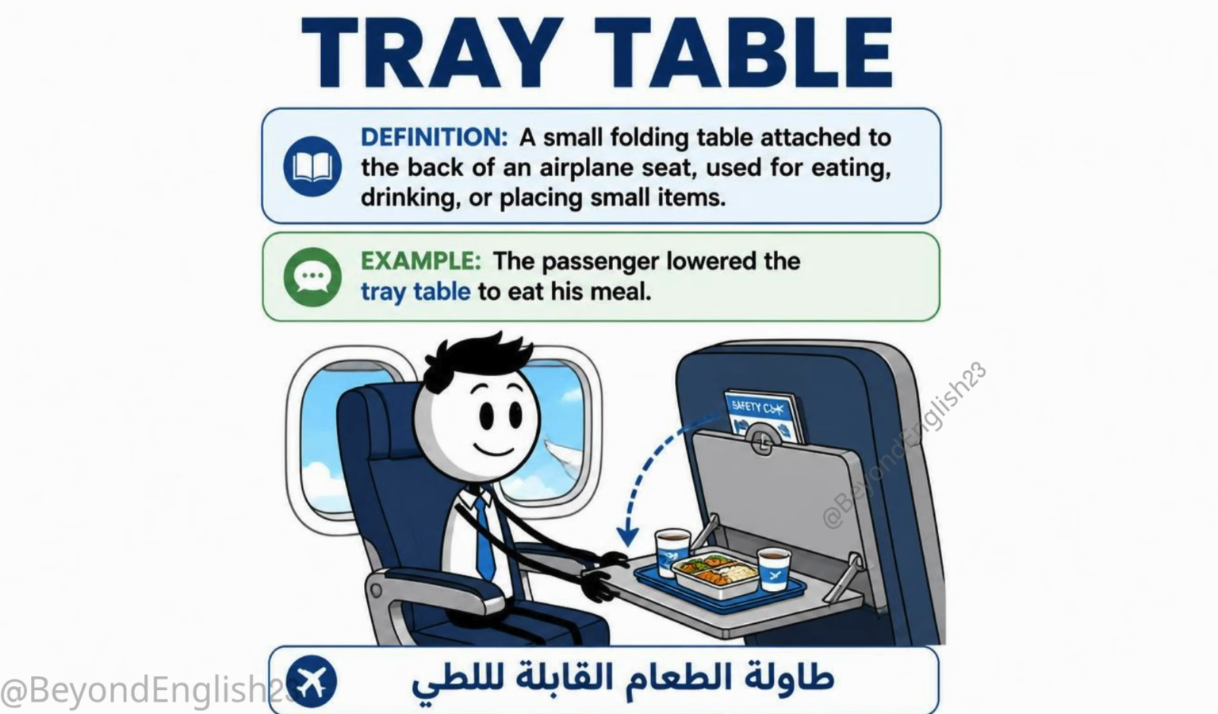6. Tray table. A tray table is a small folding table attached to the back of the seat in front of you. Passengers use it for eating, drinking, working, or placing small items during the flight. Example: please return your tray table to its upright position before landing.